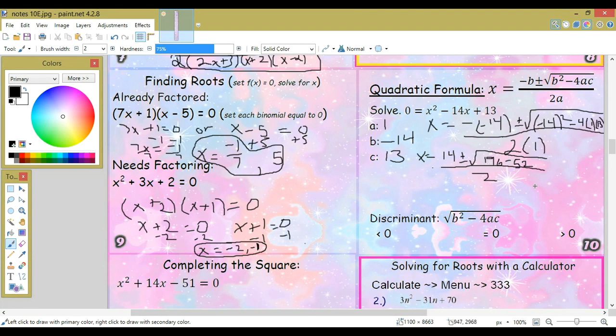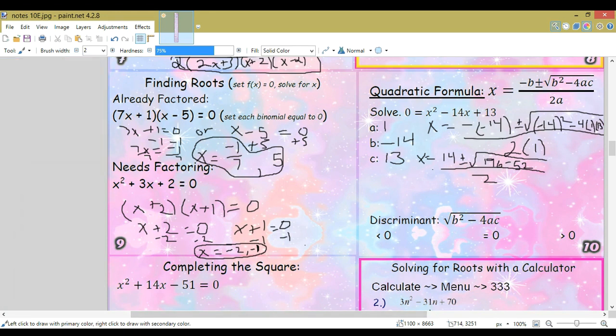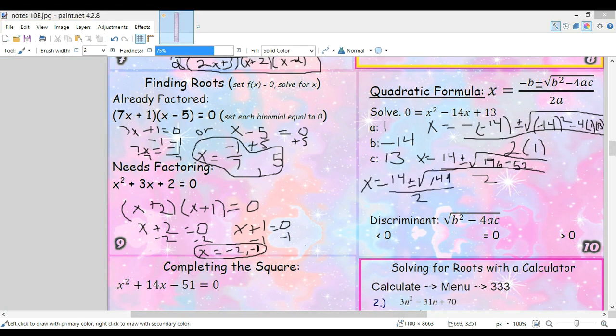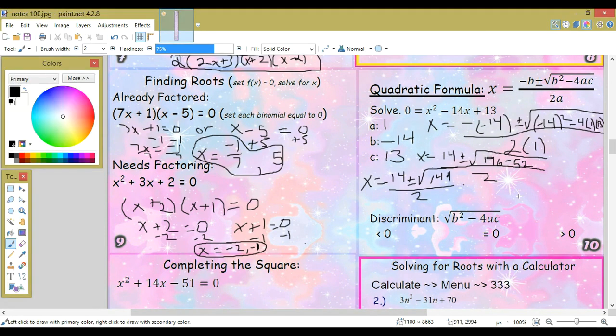Let's subtract 196 from 52 to get 144. We know that the square root of 144 is 12. So we basically have x equals 14 plus or minus 12 all over 2. That basically means 14 plus 12 divided by 2 and 14 minus 12 divided by 2. If you plug both of those in, you get x equals 1 and 13.